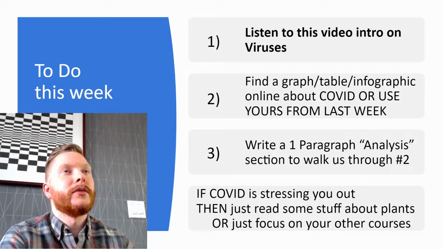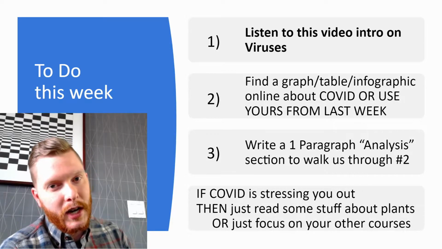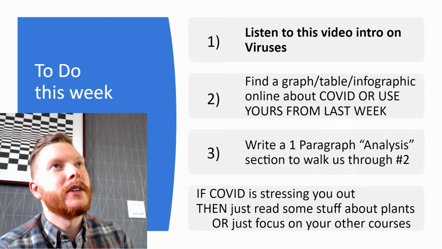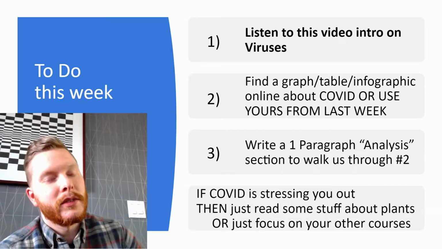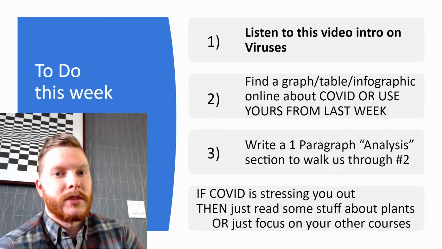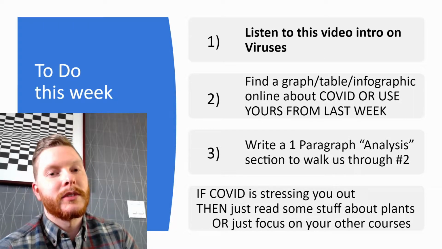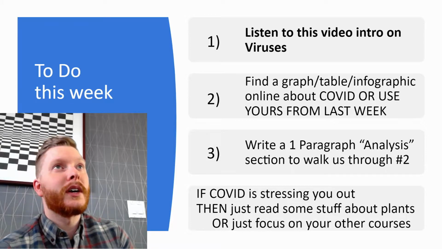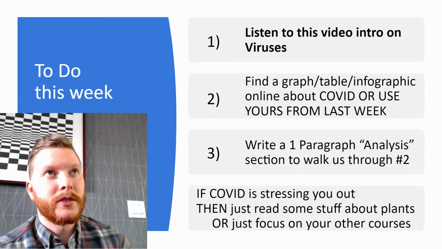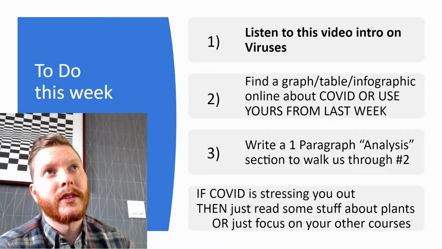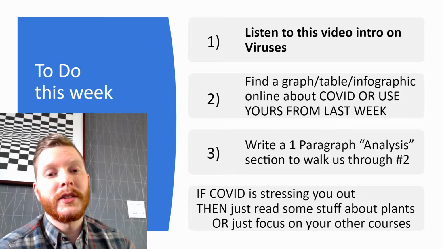Number two, you're going to find a graph or a table or infographic. You could use the infographic you have from last time, and use it again, because the third thing you're going to do is write a one paragraph analysis. So last time you wrote a results, which was just explaining the data in terms of the trend, like is it going up, is it going down, what's happening with the data. The next thing you're going to do is write an analysis, which is for this one paragraph that's going to explain why your data happened.